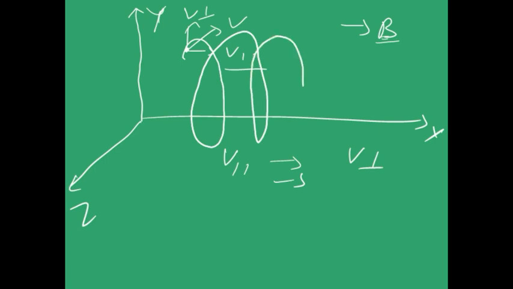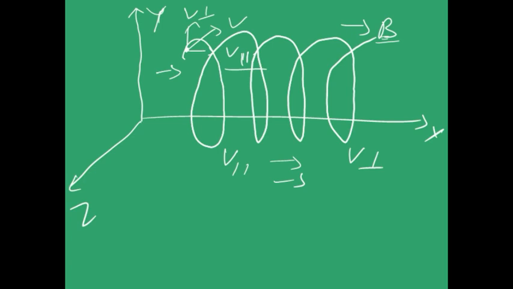This is a helical motion. Of course, my diagram is not so good, but just try to take it. V parallel tries to push the particle in this direction, so you get the horizontal motion, and this circular motion is due to the interaction between V perpendicular and B.